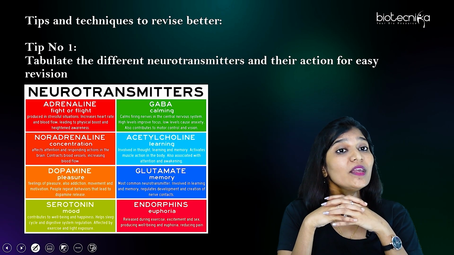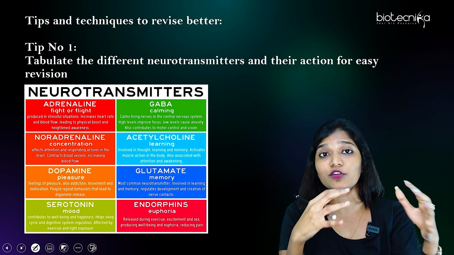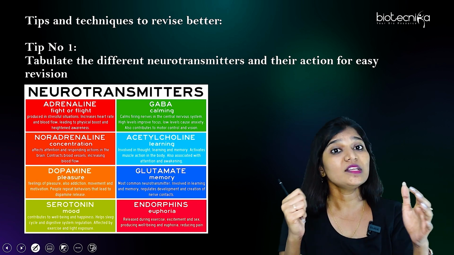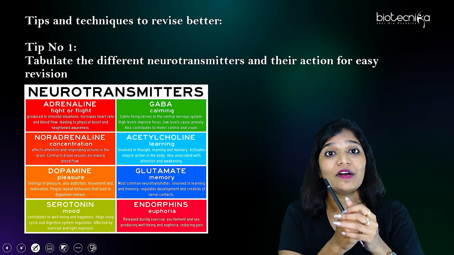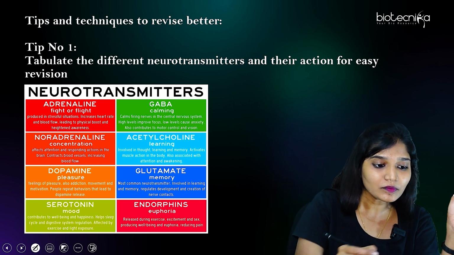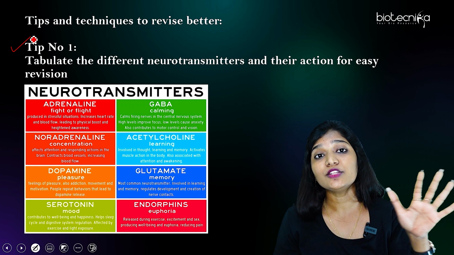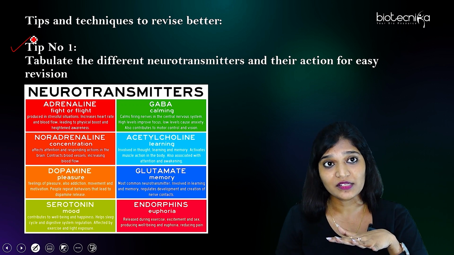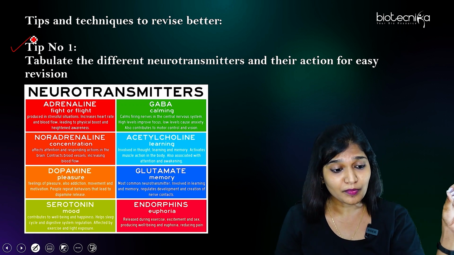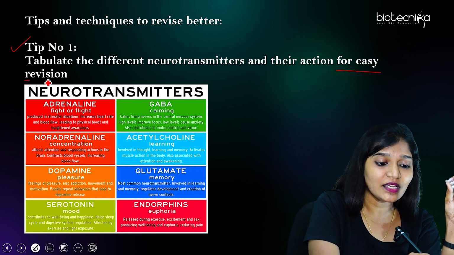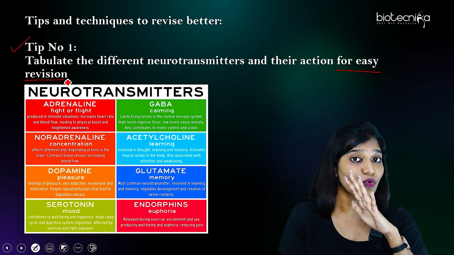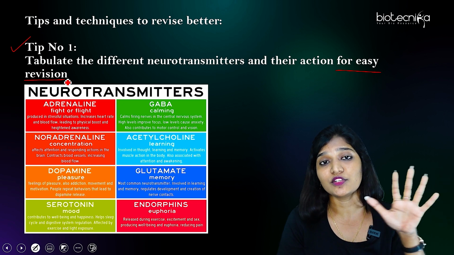Okay, so now we are coming to the point of what to do during your revision time. So I'm going to tell you the tips and tricks to revise this unit better. What's the first tip? Tabulate all the different neurotransmitters and their action, very importantly, for easy revision. This is very important because I told you the first important thing is going to be endocrinology.